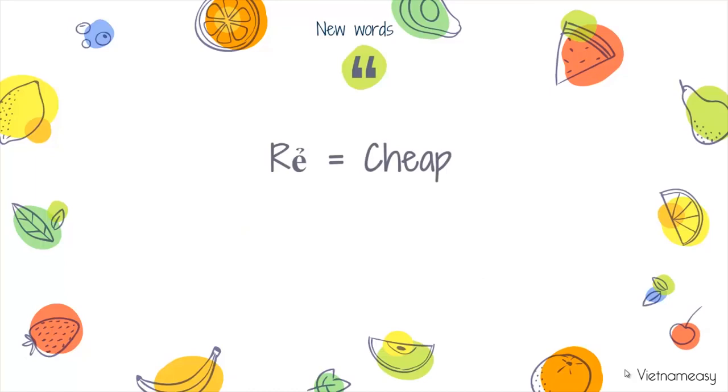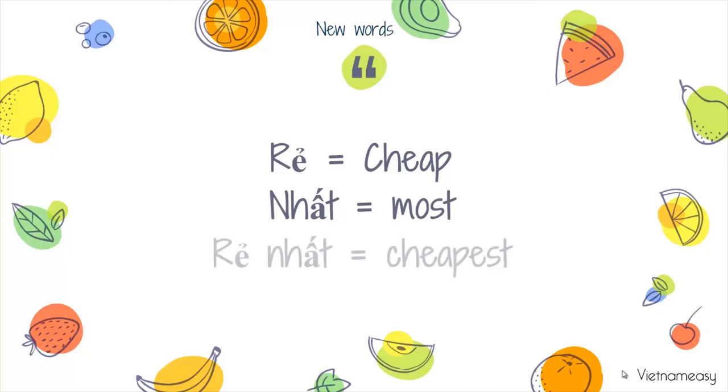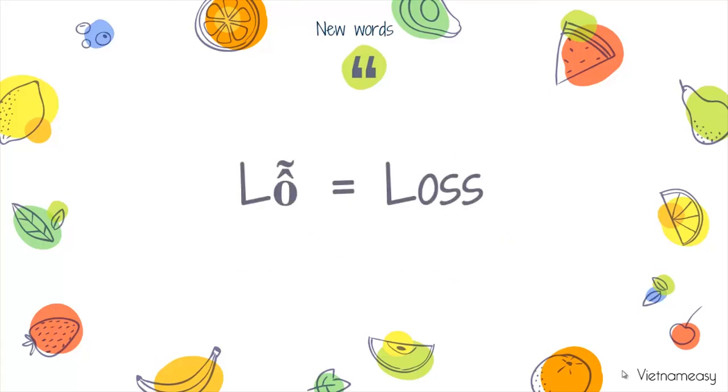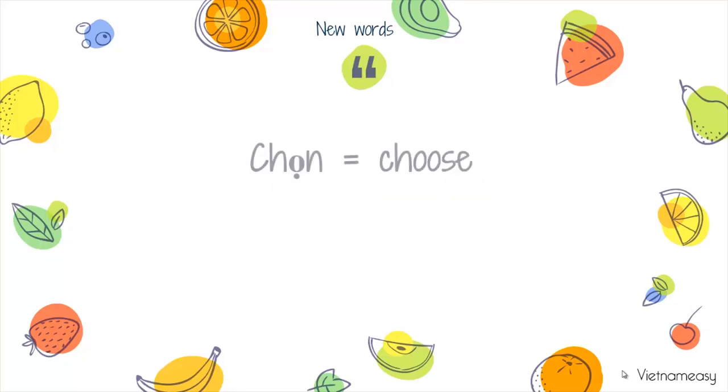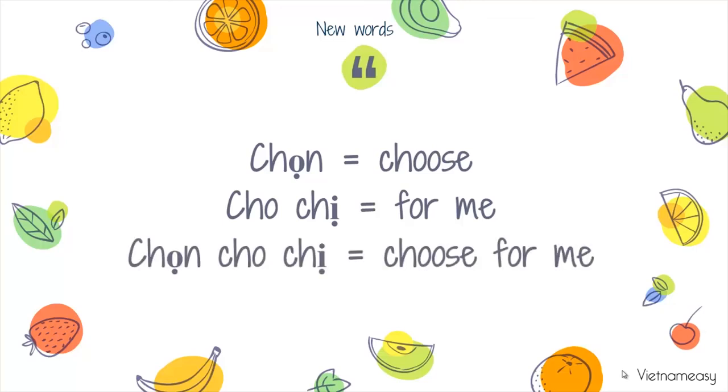Rẻ. This one means cheap. Nhất. This means most. So we have rẻ nhất, which is the cheapest. Lỗ. This is loss. Chọn. This one means to choose. Cho chị. This one means for me. So we have the phrase chọn cho chị, which means choose for me.